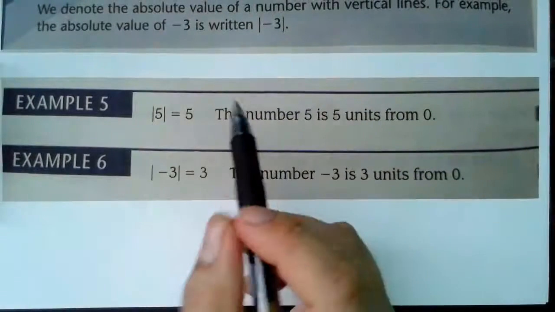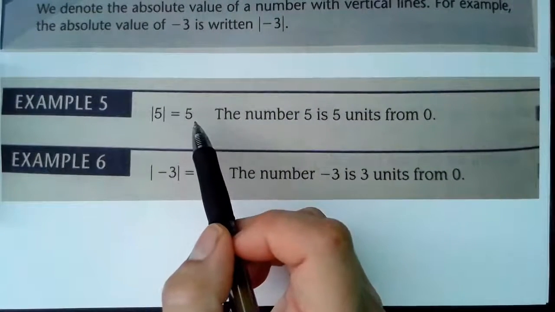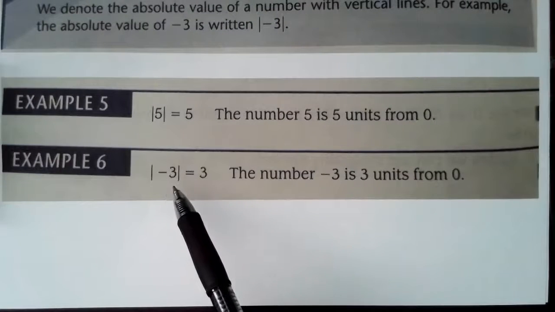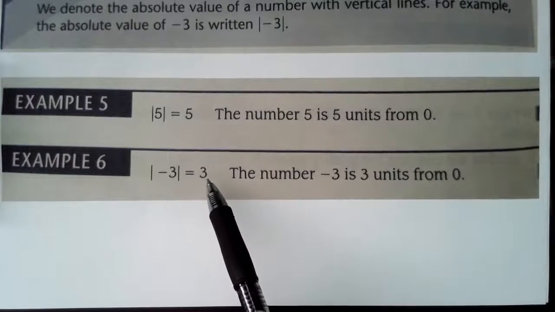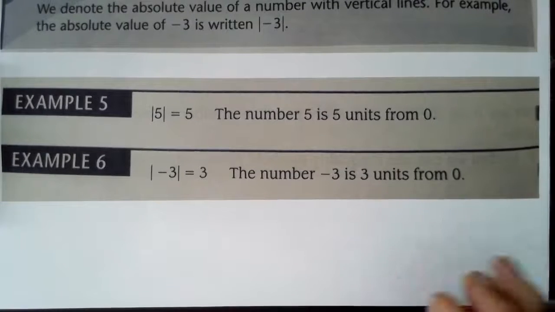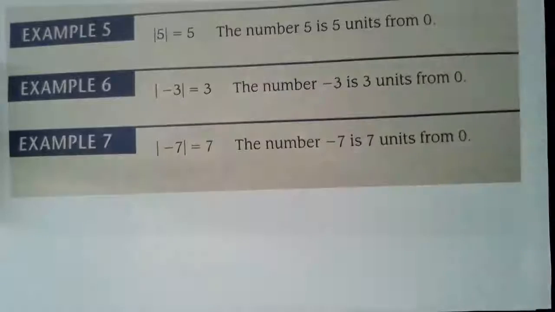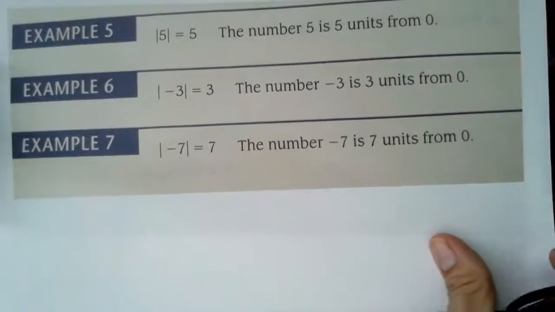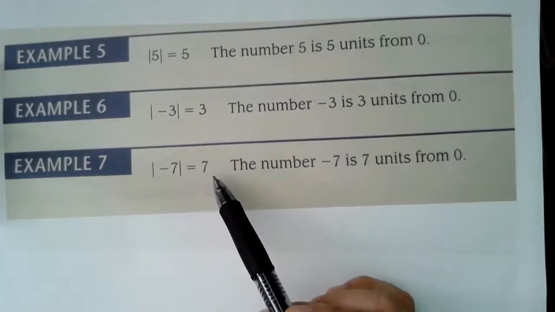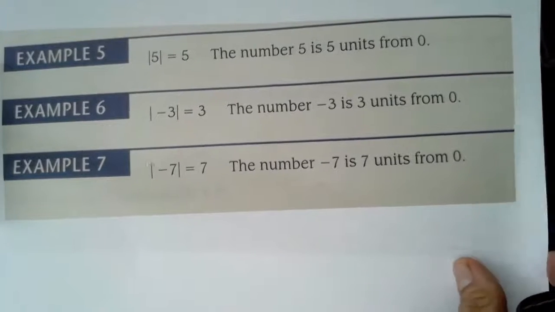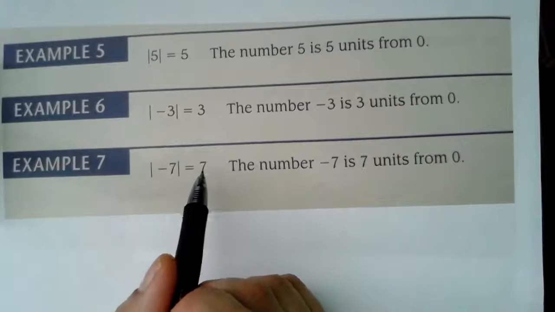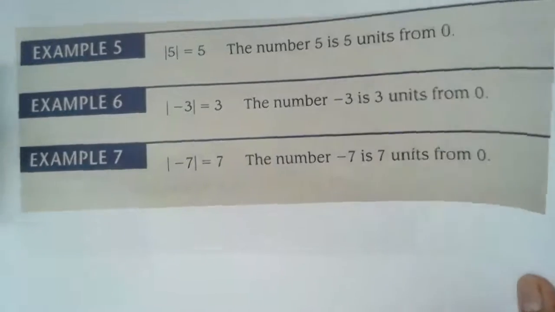Okay, so the absolute value of 5 is just equal to 5 because the number 5 is 5 units away from 0. The absolute value of negative 3 is positive 3 because the number negative 3 is 3 units away from 0. That's the distance, okay? Another one: the absolute value of negative 7 would be 7 because it's 7 units away. So basically, whenever you see these vertical bars, whatever's inside, you make it positive, okay?